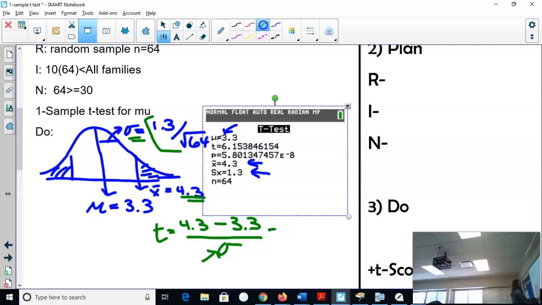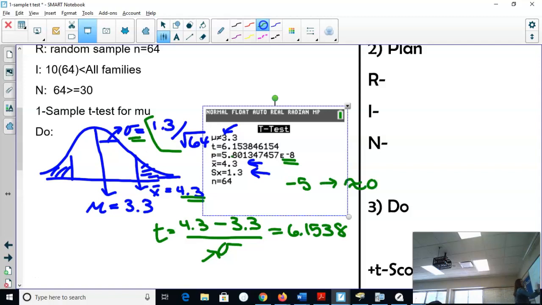What is my t equal to? That is 6.1538. And my p-value, please, please, please watch out for this. Look at this p-value. It has an e to the -8. Anytime it's -5, okay, or less than that, which kind of in your eyes think greater than, so -5, -6, -7, -8, you can say that that is approximately 0, okay?